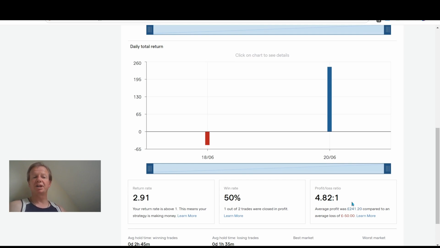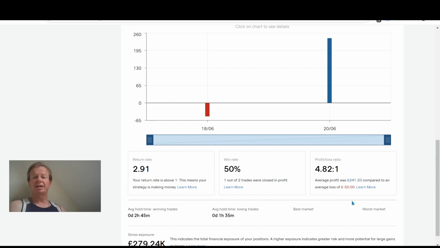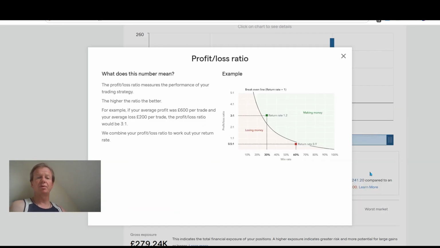Which then increases my profit loss ratio, and the profit loss ratio is basically the amount of profit you're making compared to your losses. So here we've got £241.20, average loss of £50. Bear in mind, it was only 2 trades, but this is a simplified example of it. If you click on learn more, by the way, this is in trade analytics in IG Index, but I'm sure many other brokers as well have a way of analysing your trades, and it's always good to analyse your trades, keep an eye on the figures, because what can seem big losses at the time will even themselves out over a period of time.